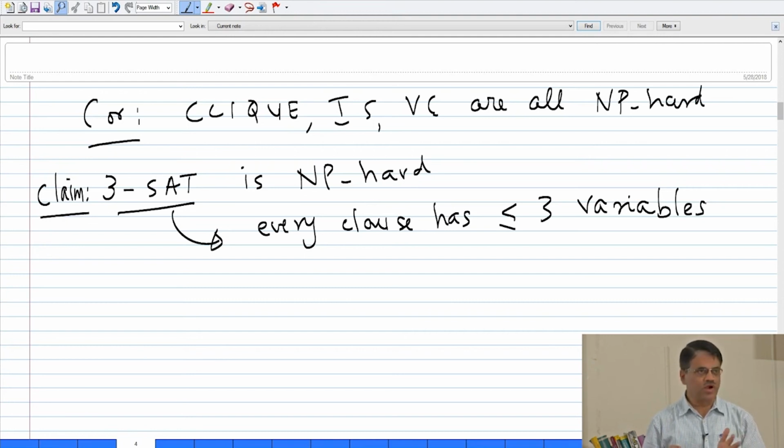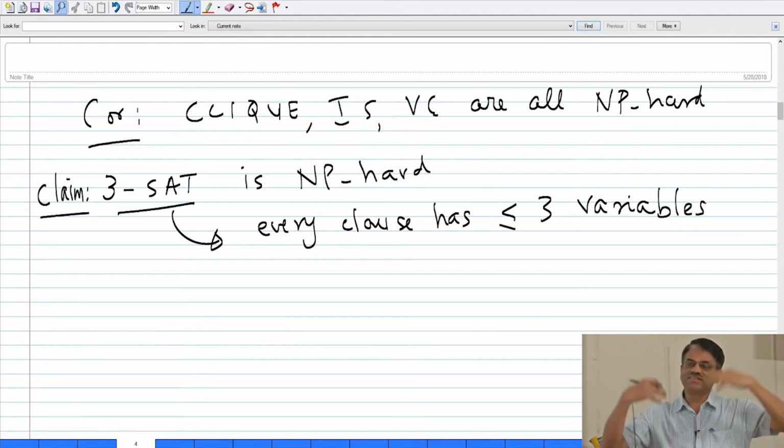Now, which one implies what I want to understand, right? Suppose I show that 3 SAT is NP hard. Does that immediately imply the general SAT is NP hard? Or if I show the general SAT is NP hard implies this is NP hard? Okay, let me remove NP and then ask the same question. Suppose I say that the general SAT is hard. Does that imply 3 SAT is hard? Or if I tell you 3 SAT is hard, does that imply general SAT is hard?